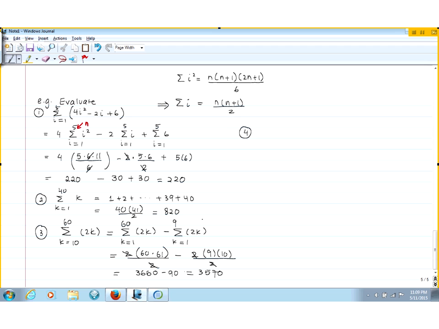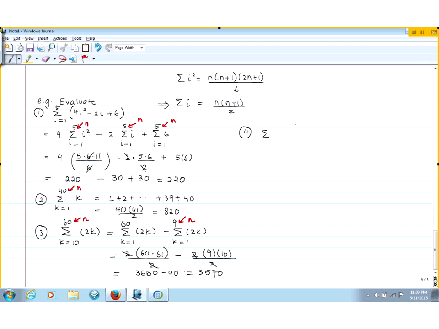Let's do one more. Number 4. Okay. So in this case, these are my n. Just in case you are wondering, what are the n's? These are all the n. So this is n. This is n. n is the upper bound. Yeah. And this is n. So in this case, this is your n also.